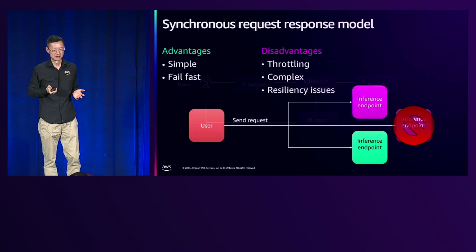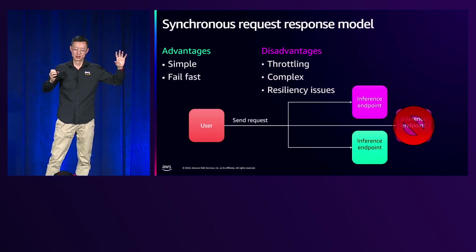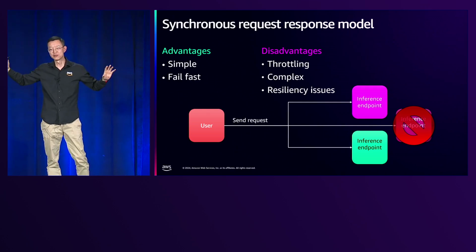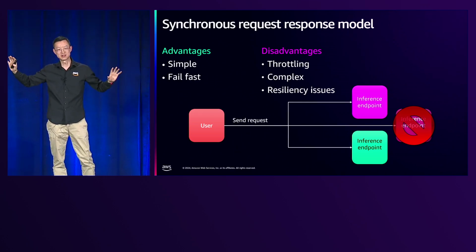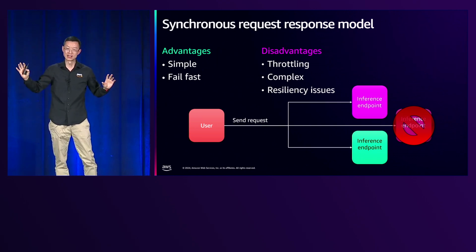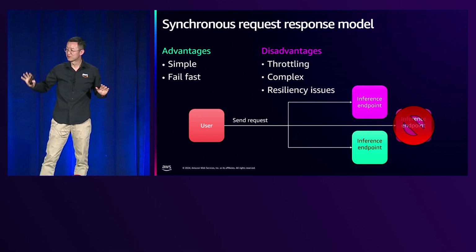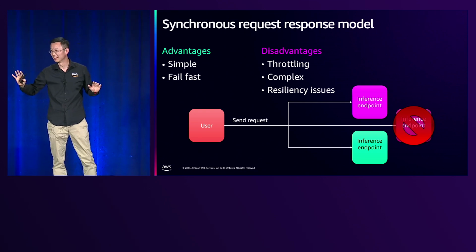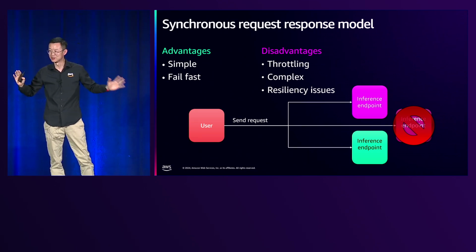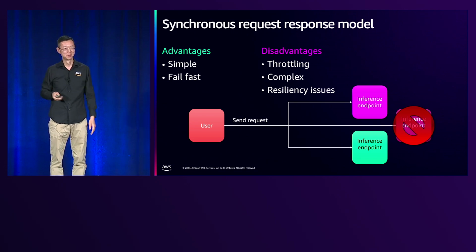Let's start with the synchronous mode. Simple. You have a user talk to my inference endpoint. You can fail fast, it's simple. But some consideration here is, what if you have a spiky workload here and your backend cannot keep up? You may have performance throttling issues. Another challenge is, what if your inference endpoint has an outage, right? The end user will see the error message straight away. Any ideas? Can we do a better job?